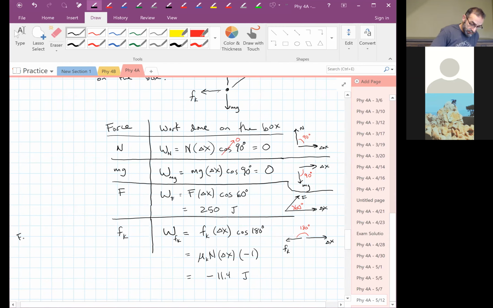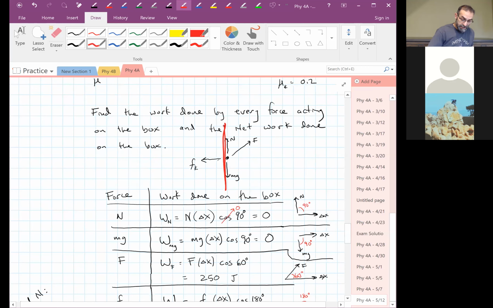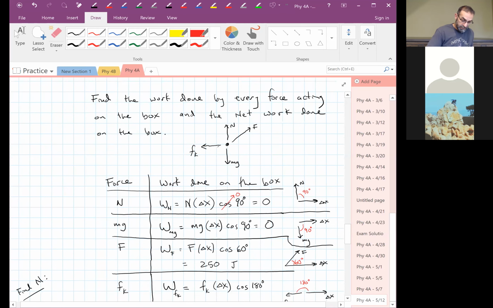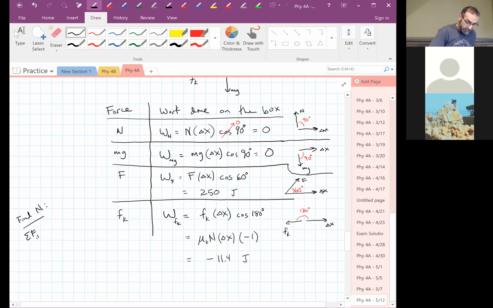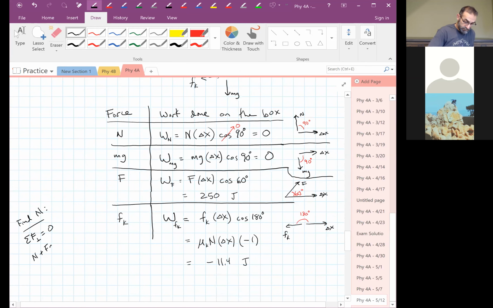I'll do it over here. So how do we get the normal force? We look at this direction, right? That gives us the normal force when we look at the perpendicular direction to motion. So the sum of the forces in the perpendicular direction has to be zero. The normal force plus F sine theta minus mg is zero. So the normal force is mg minus F sine theta, 11.4 is what I got.